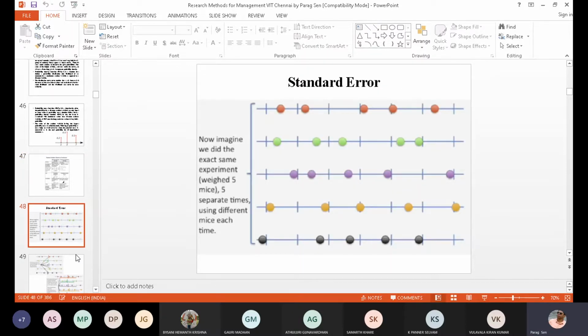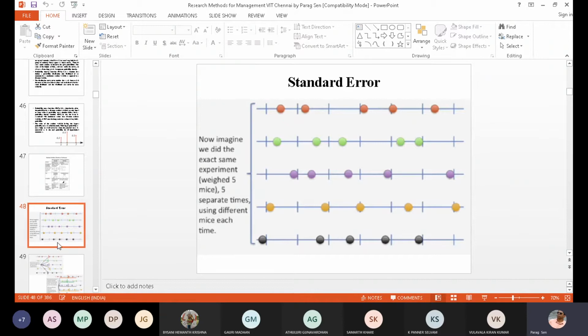Now we will discuss the standard error. Suppose you are going to do some sampling, and you are dealing with the weight of mice. Randomly, suppose you are picking 5 mice and you are doing the experiment 5 times. You can see this is the first time, this is the second, third, fourth, fifth, and these dots represent the values. You can consider this line as the x-axis. You can think of it as a one-dimensional graph.